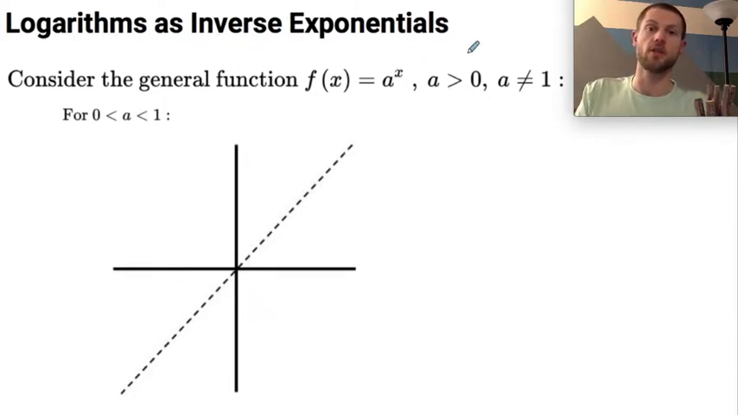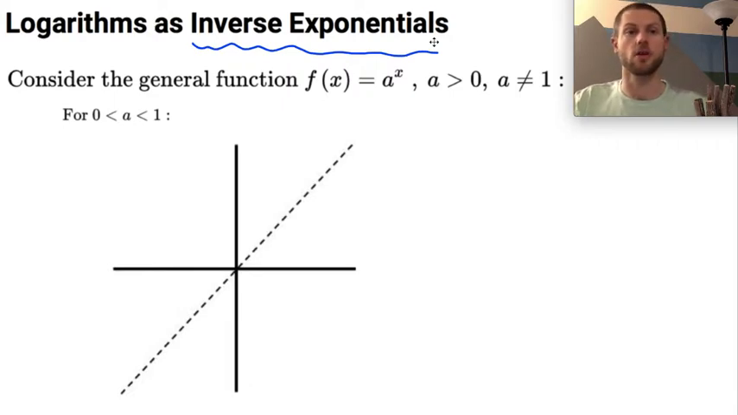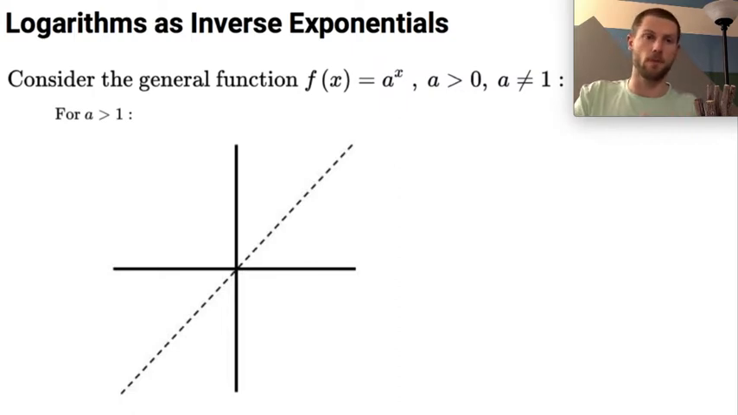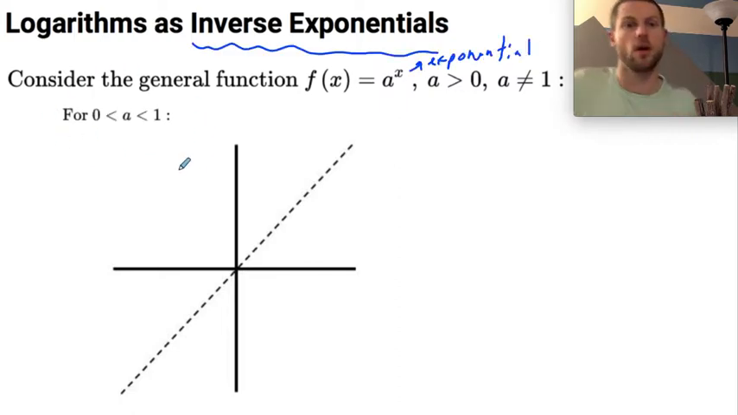And I think it's helpful to think of them as inverse exponentials, since that's kind of what a log is by definition. So I want to take a look at the function f of x equals a to the x. So this is just some exponential function. And we know that with these exponentials, a is going to be greater than 0, and it's not going to equal 1. And if I keep those two constraints, I can have two things happen. a can be between 0 and 1, or it can be greater than 1. So let's see what happens when I have a between 0 and 1.